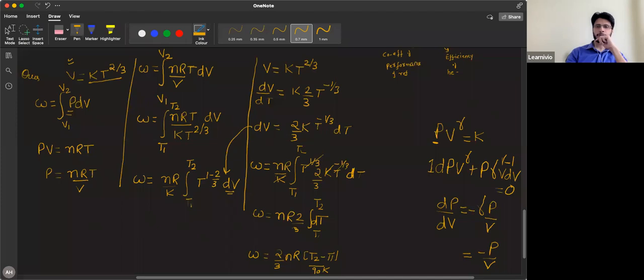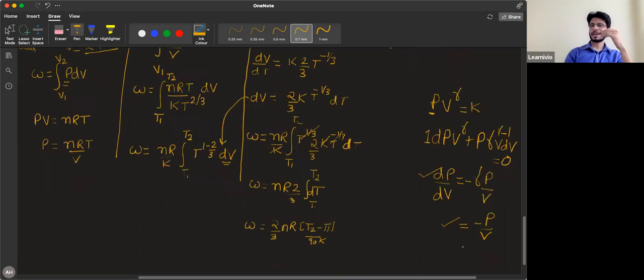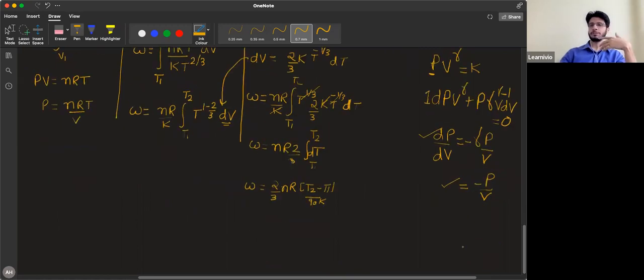Gamma P by V for adiabatic, or P by V for isothermal? Both are negative. This gets multiplied with gamma, which is greater than 1, so it's more negative. So here you can say the slope is greater for the adiabatic as compared to the isothermal. Is it clear up to here, Krishna? Yes, sir. So greater slope means your curve will be steep. If I draw this as the graph of the isothermal, for adiabatic it will be steeper. Slope is more, so it will be steeper.